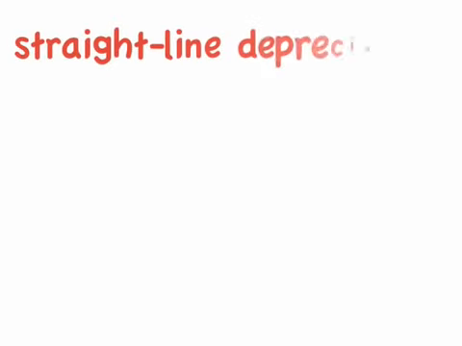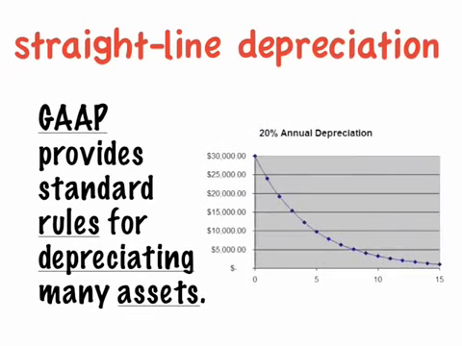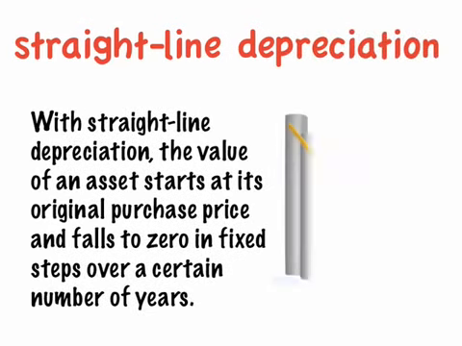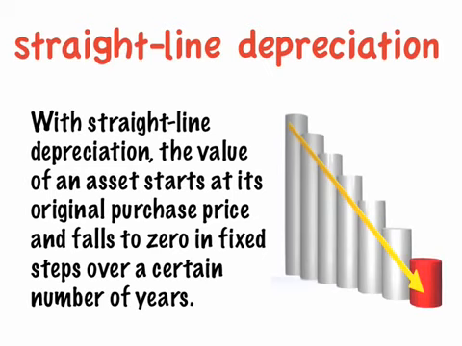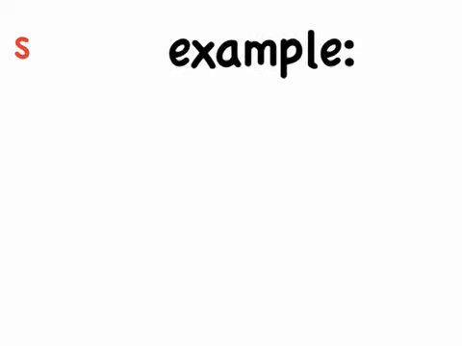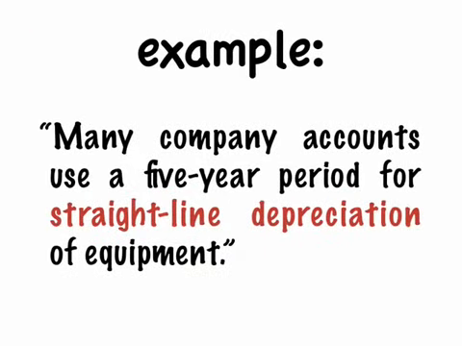Straight line depreciation. GAAP provides standard rules for depreciating many assets. One common method is straight line depreciation, in which the value of an asset starts at its original purchase price and falls to zero in fixed steps over a certain number of years. Many company accounts use a 5-year period for straight-line depreciation of equipment.